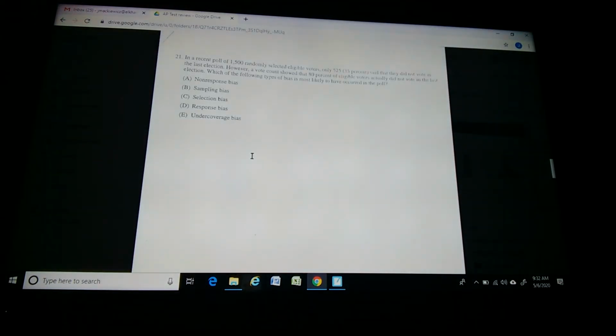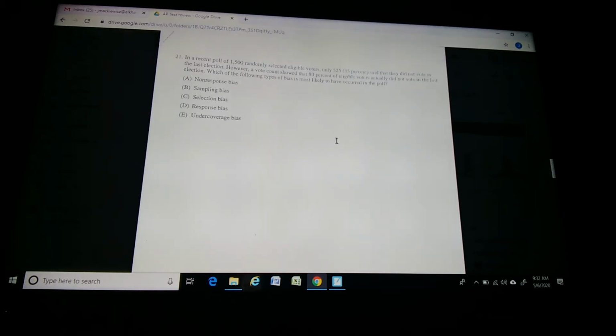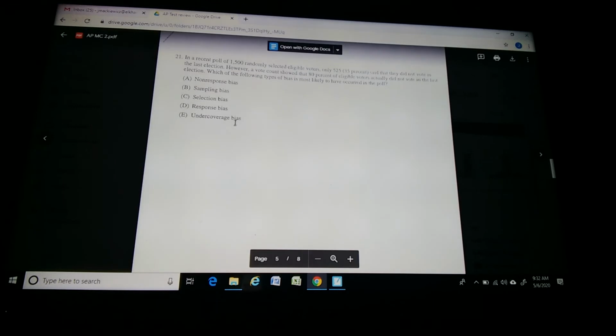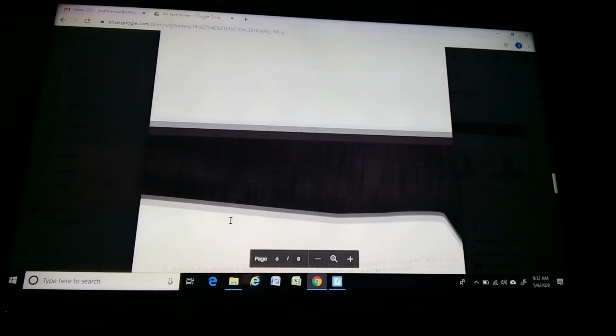21, we asked people, hey, did you vote? And 80% said yes, when in reality, only 35% said yes. What happened? Well, it's because people lied. And when people lie, that is a response bias, or D.